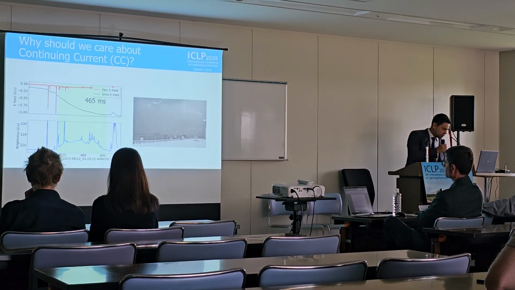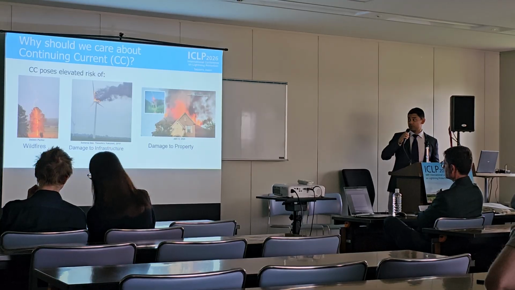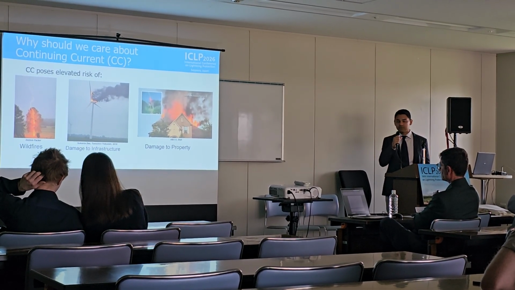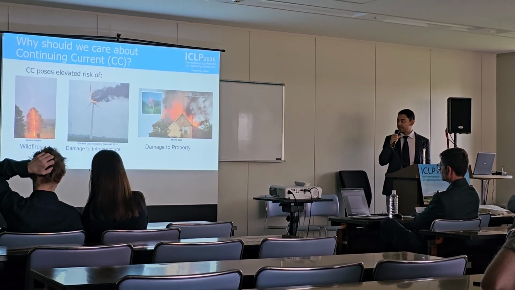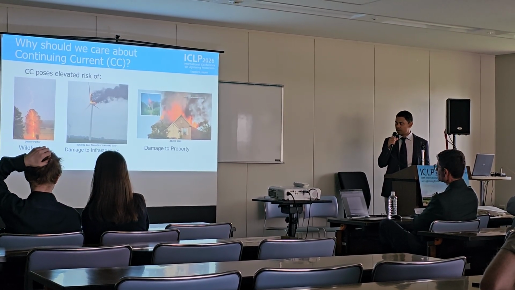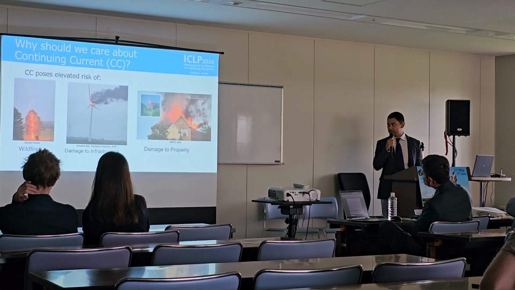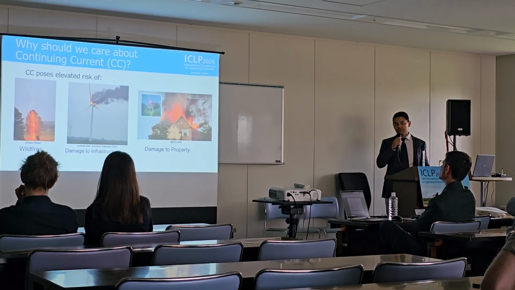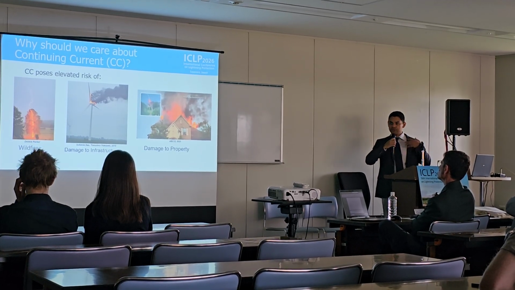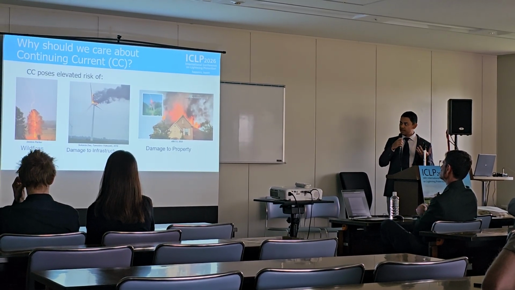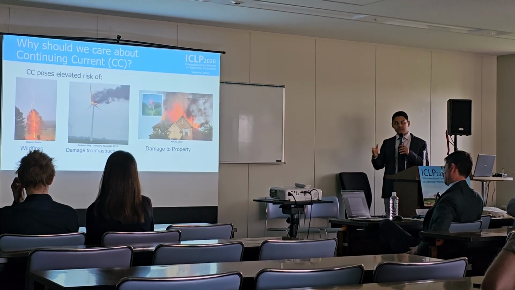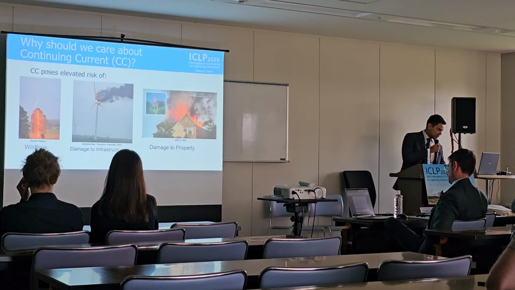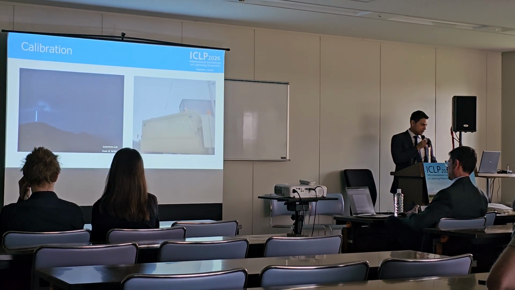Why should we care about long continuing current? Because it can cause damage to electric power systems. It can damage, for example, renewable energy like wind turbines. It can initiate wildfires, because when we transfer a lot of charge to ground, we produce overheating, and that can cause more damage than a regular lightning strike. So let's move to the calibration.